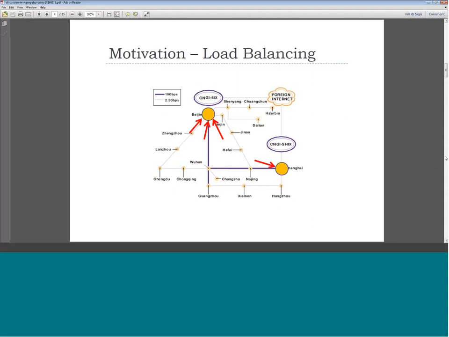The second motivation for CERNet 2 is load balancing. For example, there are 2 egress routers in CERNet 2. One is in Beijing and the other is in Shanghai. But at this moment, most traffic goes through Beijing, making this router very congested, and the router in Shanghai is not so congested. This makes the total latency for most traffic very high. Next slide, please.